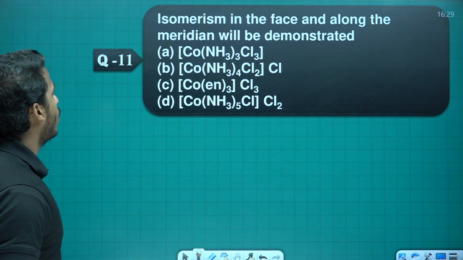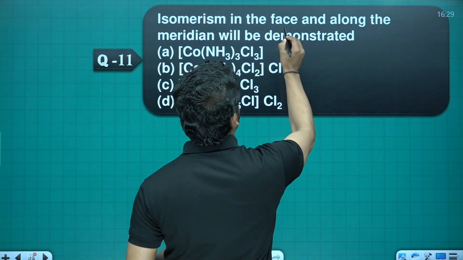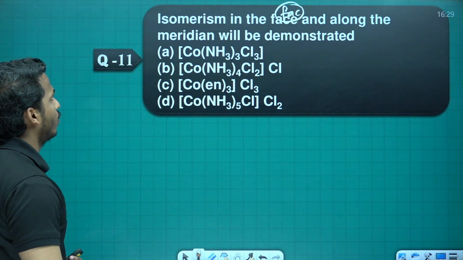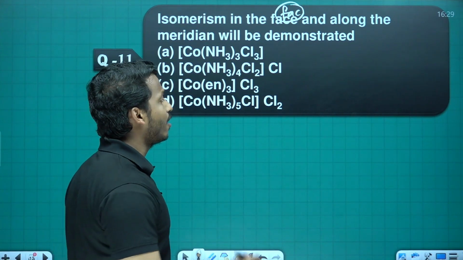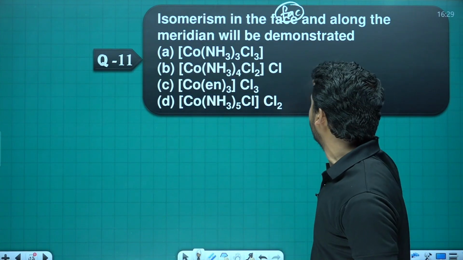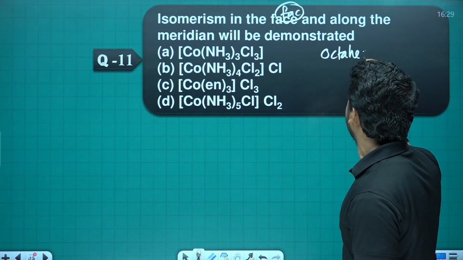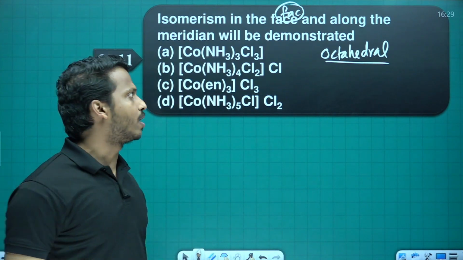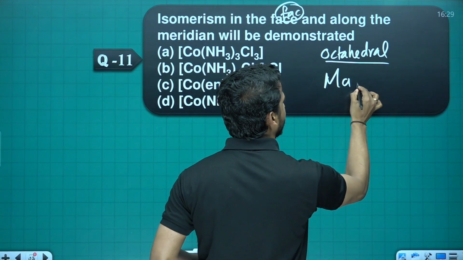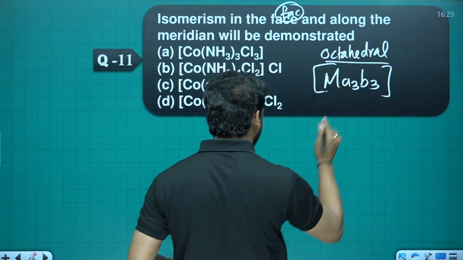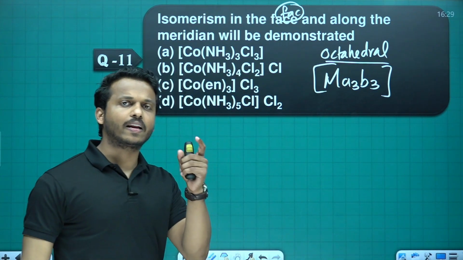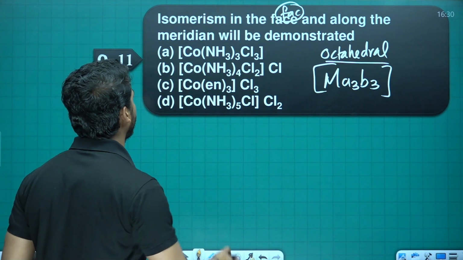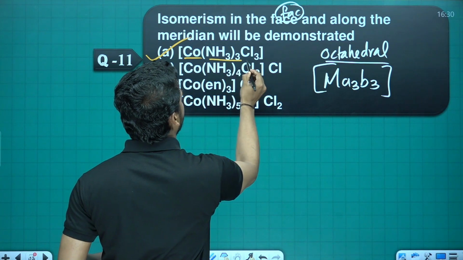Next question. Isomerism in the FAC and MER. Okay, we studied FAC and MER isomer, facial and meridional. We studied that FAC and MER isomerism is given by octahedral complexes, my dear. Octahedral complex gives you the FAC and MER isomer with the type Ma3B3. The type Ma3B3 shows facial and meridional isomerism. Which is that type? I think it is option A, Ma3B3 type.